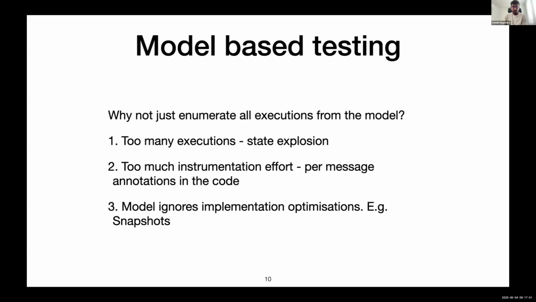And the third problem with this is that some of the optimizations that implementations include are ignored in the model. So for example, there are snapshots. There are also models that include the snapshots, but generally, models also ignore heartbeat messages. And so there are a lot of implementation details that might never be tested because your model does not include them. So your model has to be very close to the implementation to be able to do model-based testing. Okay, so these are some of the drawbacks, and we'll try to address all of them and see how we overcome them.